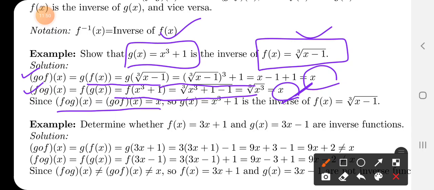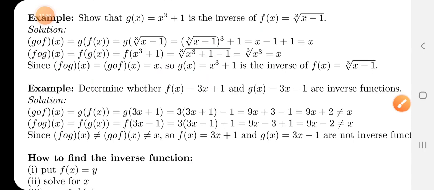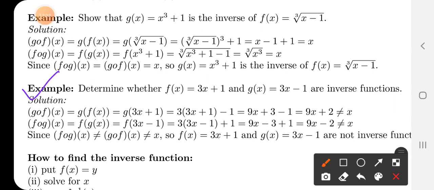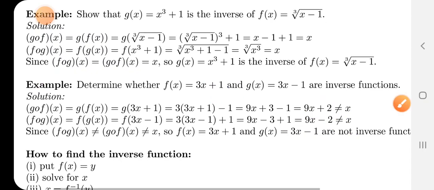So both are the same, and not only the same, they should be equal to x. Since their compositions are the same and they are equal to x, we can say that this one is the inverse of f, or f is the inverse of g. Now similarly, you can check this example. Here you will see that the answer will be, in the first case 9x plus 2, in the second 9x minus 2, but their answers are not the same and they are not equal to x, so these two are not inverses of each other.